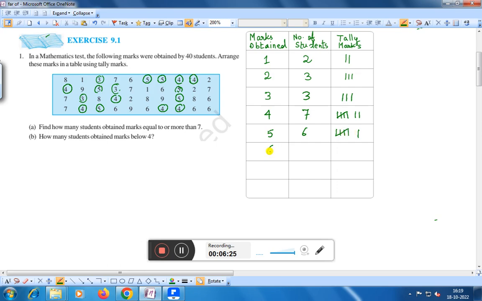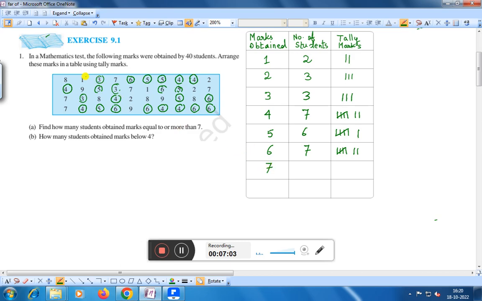Now 6. 6 you count. This is 1, 2, 3, 4, 5, 6, 7. Number is 7. Therefore, 1, 2, 3, 4, 5, 6, 7. Right?